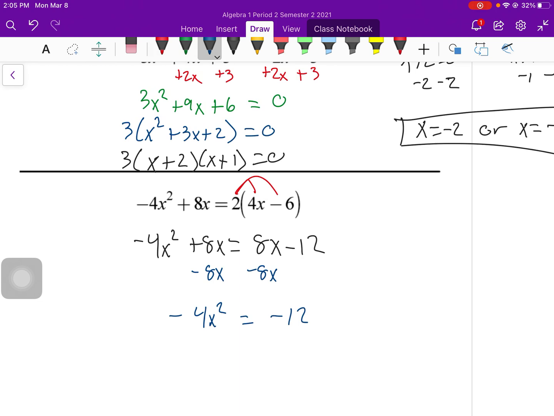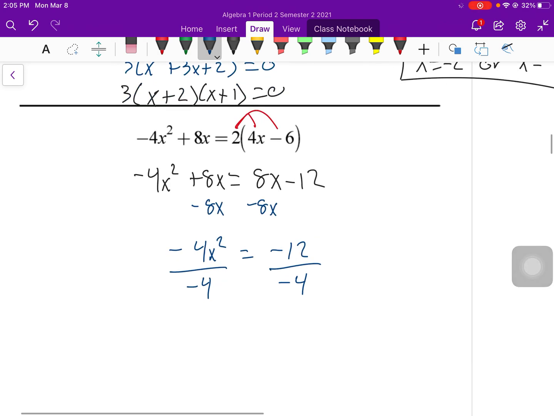If you don't notice that right away, that's okay. Add 12 to both sides. You'll get negative 4x squared plus 12 equals 0. You'll see you have an x squared term, but no x term. And you can subtract that 12 right back over. Now I'm going to divide both sides by the negative 4, because negative 4 divided by negative 4 is positive 1. That leaves me with x squared. And then negative 12 divided by negative 4 is a positive 3.